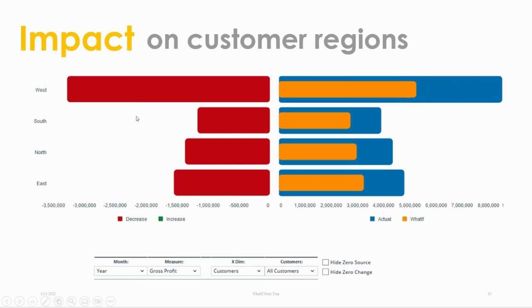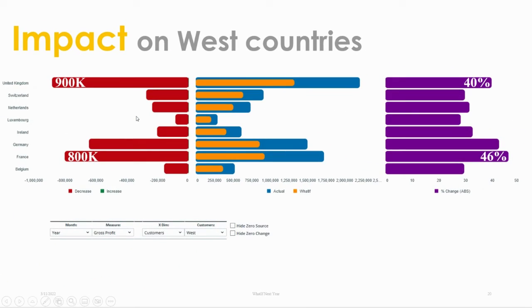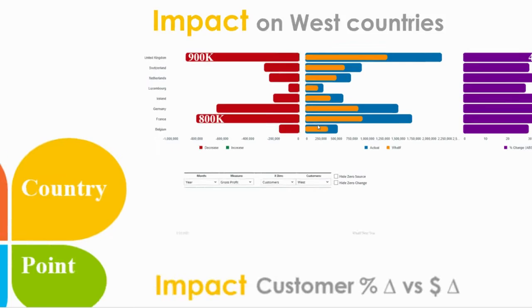We've already seen the slide on the regions in the West. So within the West, the UK has the highest decline of 900,000, or around 40%. Close second is France at 800,000, but at a 46% decline, it is the most sensitive to changes in costs and sales from our scenario.